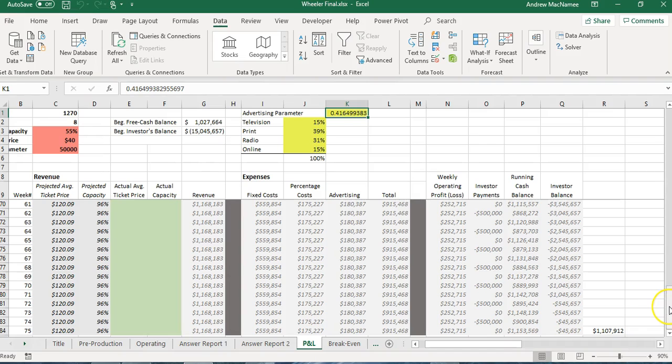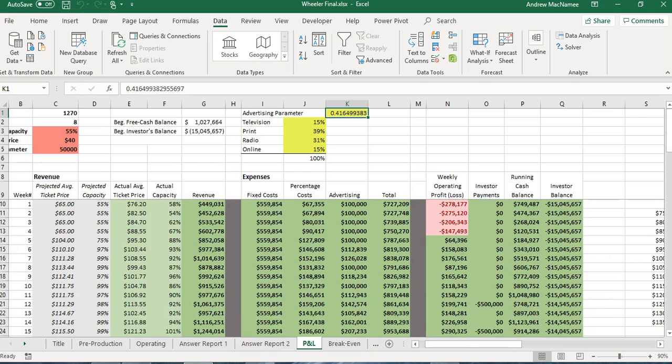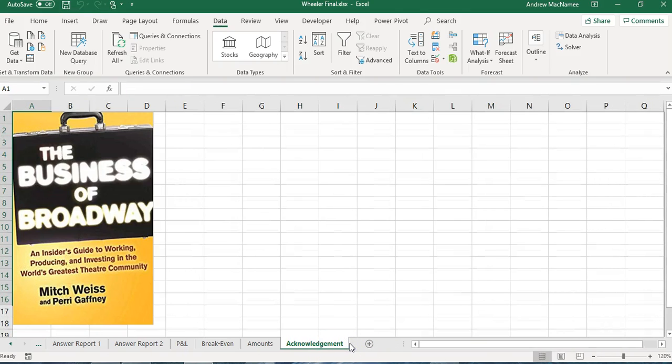I hope this scenario helps demonstrate some of the powers of Excel and how useful the solver technology can be in finding business solutions. I'd like to give acknowledgement to Mitch Weiss, who wrote The Business of Broadway. It was in this book that I was able to find relevant budgeting criteria for a Broadway musical in order to make this report realistic.